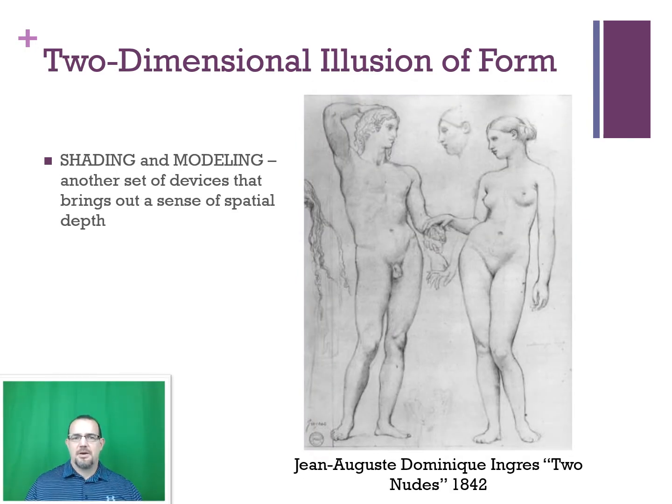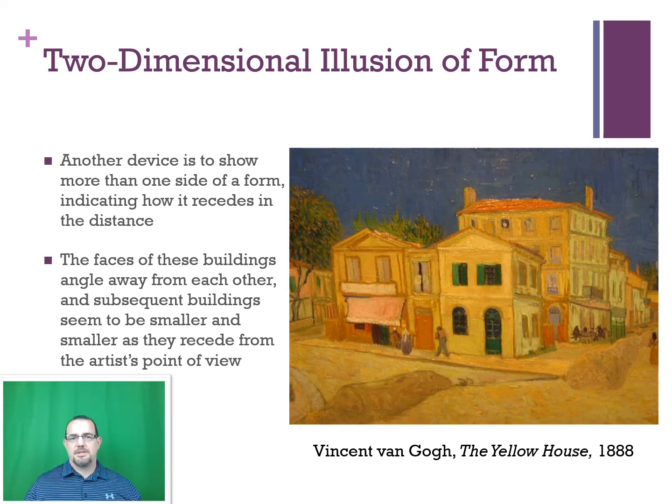Shading and modeling are another set of devices that brings out that sense of spatial depth. Another way is to show more than one side of a form, indicating how it recedes in the distance. And we can consider this 1-point perspective, 2-point perspective, multiple point perspective. The faces of the buildings angle away from each other, and the subsequent buildings that follow seem to be smaller and smaller as they recede from the artist's point of view. And gradually, once they get as close as they can to the vanishing point, they literally disappear.